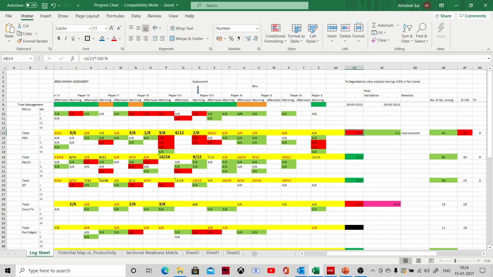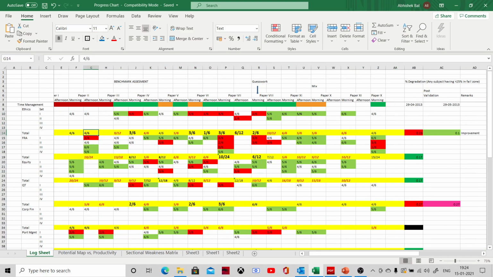So which means that if in total I had taken, let's say, 20 such item sets across all the papers that I have done, then out of those 20 item sets, if in 5 or more I have secured 50% or less of the total marks, that performance is highlighted in red. Okay, so that's what it means.